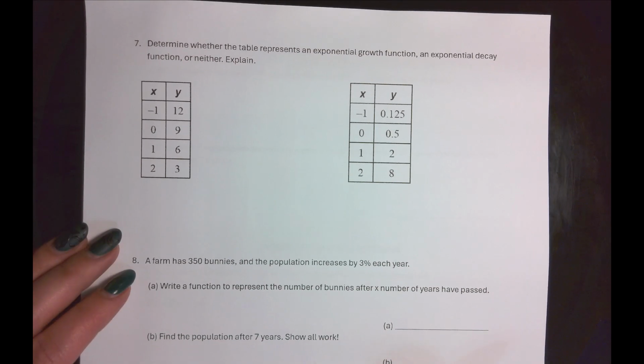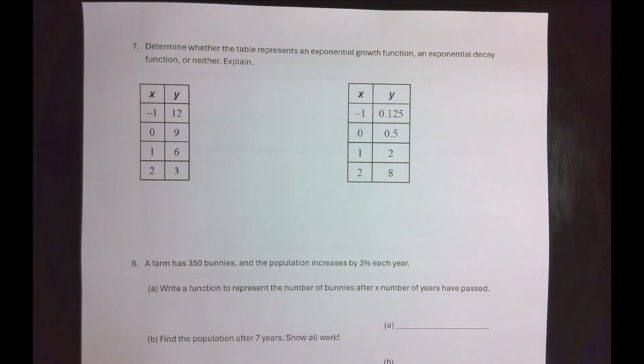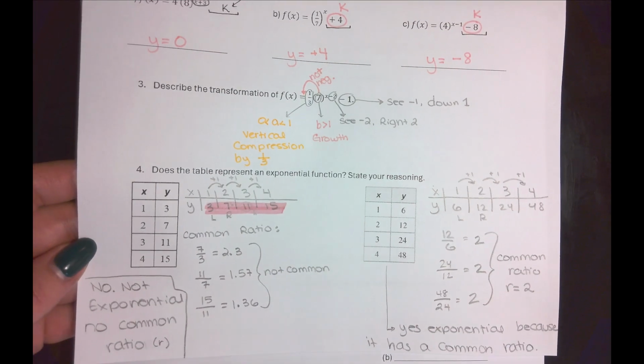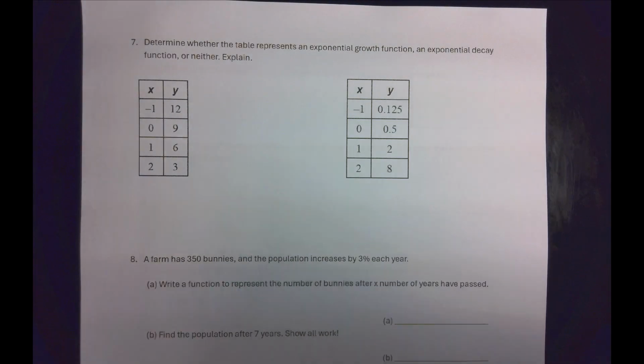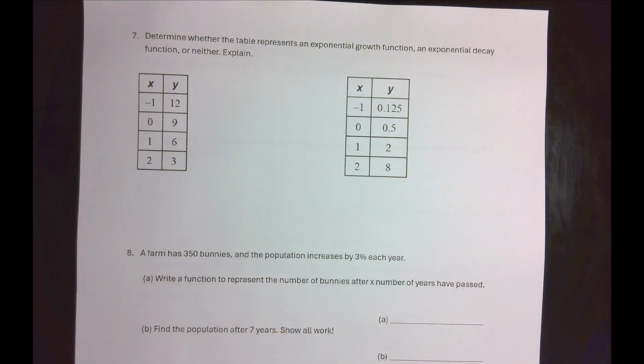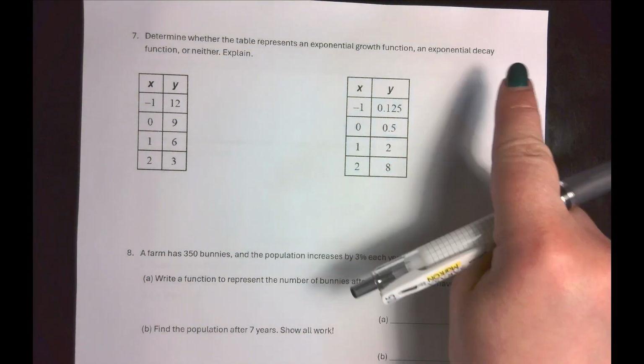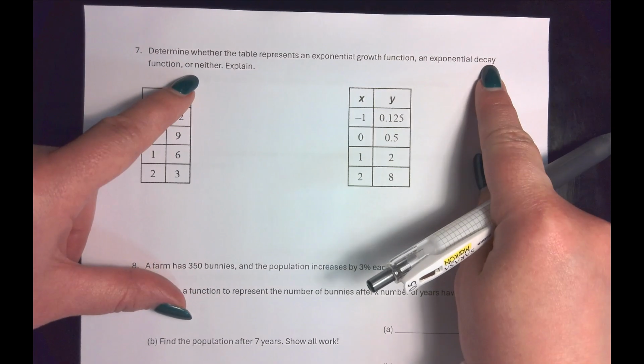Number 7 is asking us to determine whether the table represents an exponential growth function or an exponential decay or neither, and explain. This is not the same as question number 4. Question number 4 is asking us, is it exponential? Yes or no? This is asking, is it exponential growth? Is it exponential decay? Or is it not even exponential?